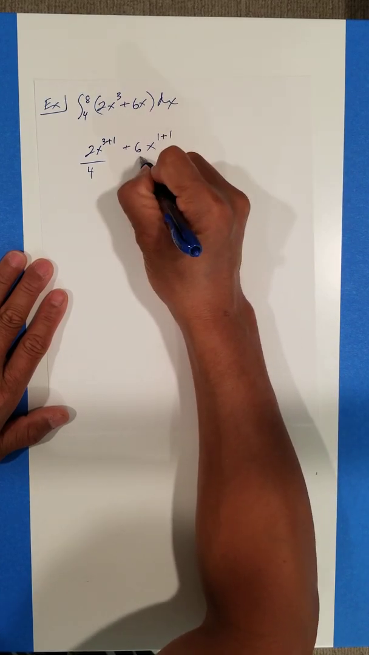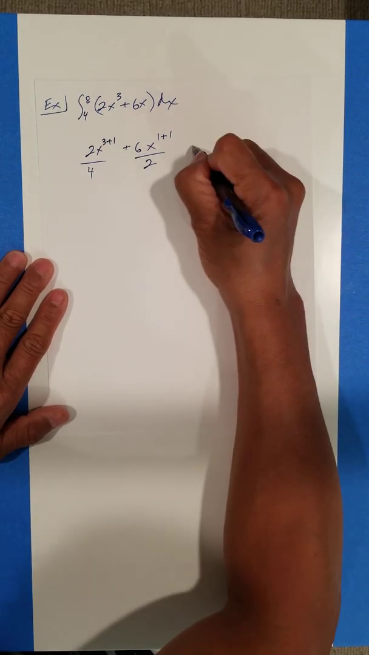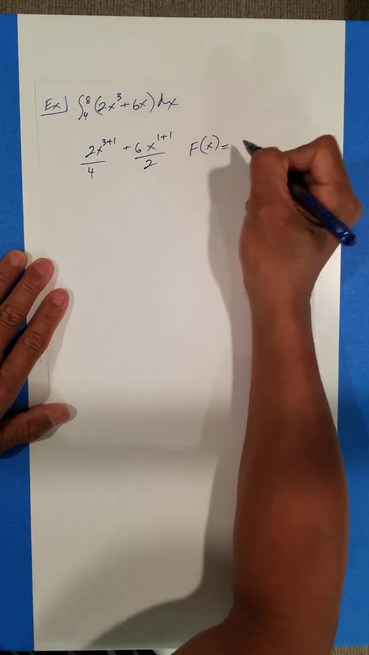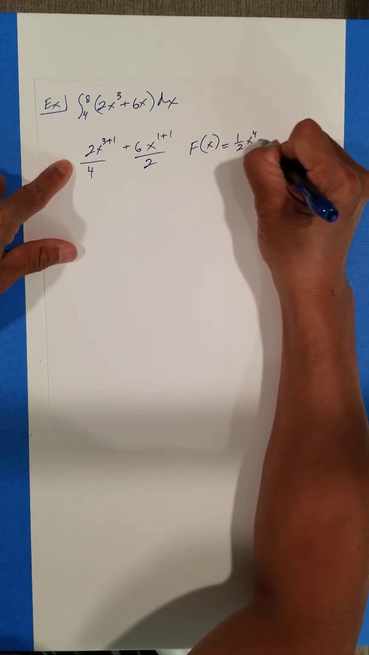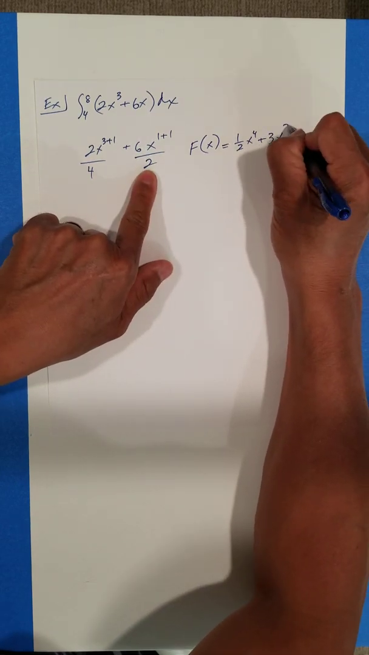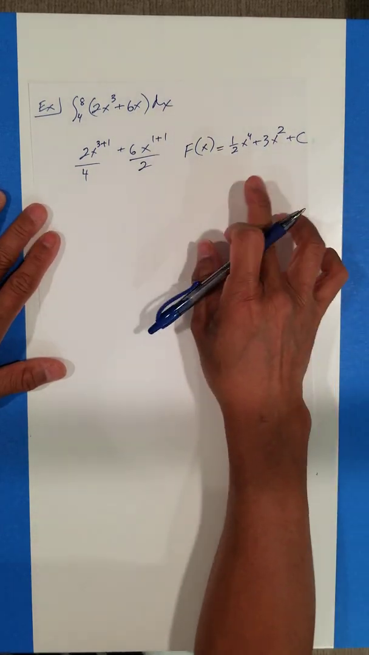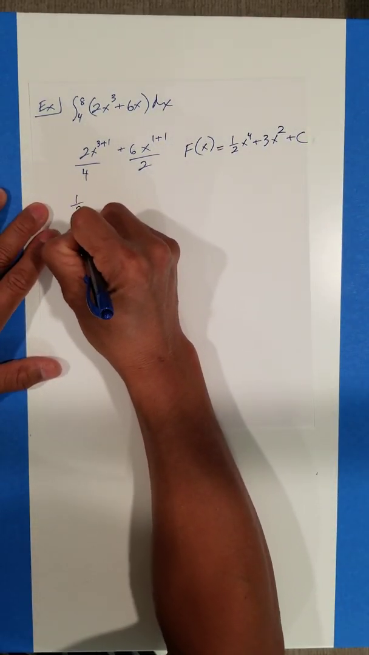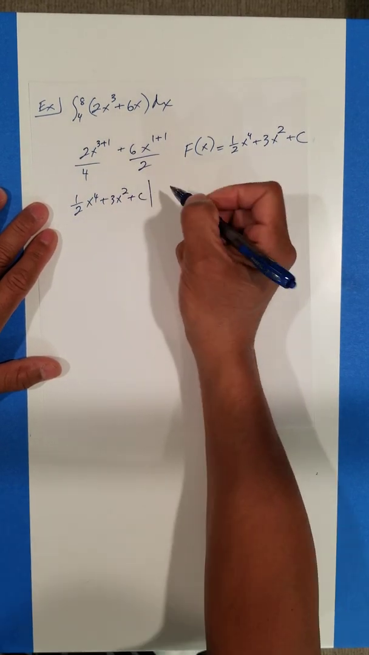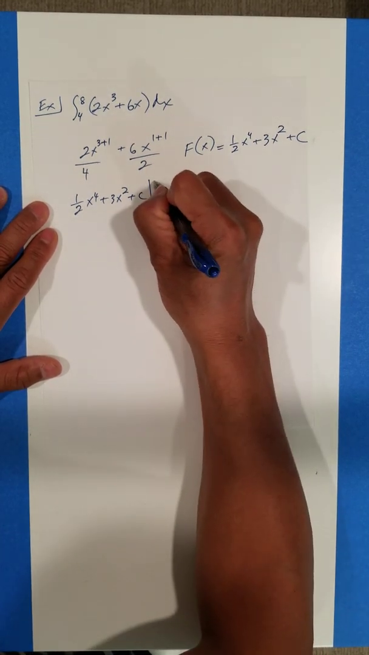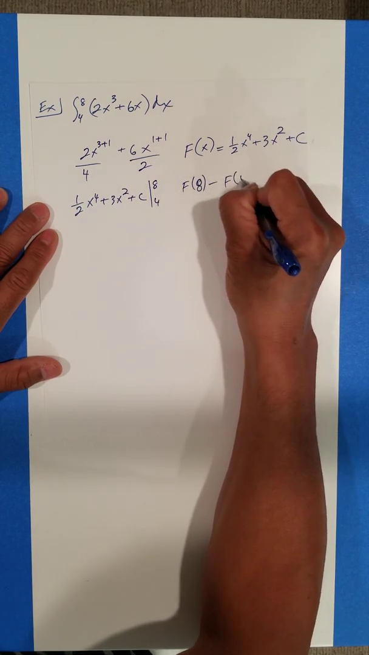Now let's add 1 to this guy. What's my new power going to be here? The new power is 2, right? So the antiderivative, if I simplify this, is 1/2 x to the 4th plus 3x squared plus c. Whenever you do an antiderivative, you always gotta have a c. Now we're going to evaluate at 4 and 8. So we do f of 8 first, minus f of 4.